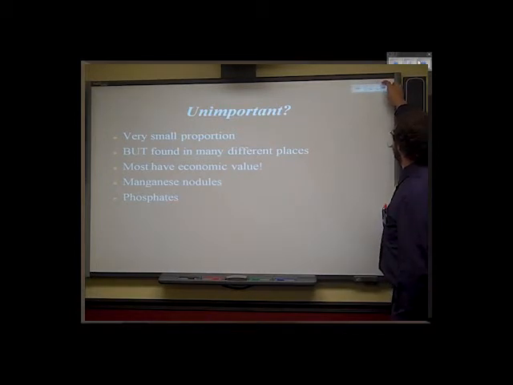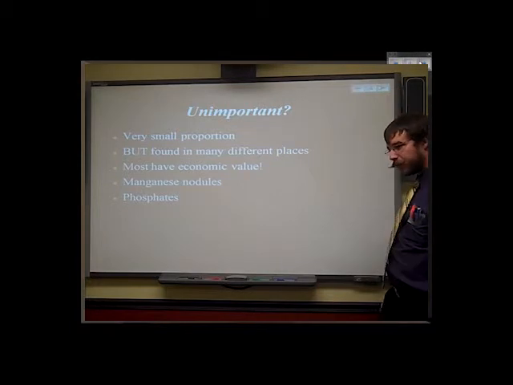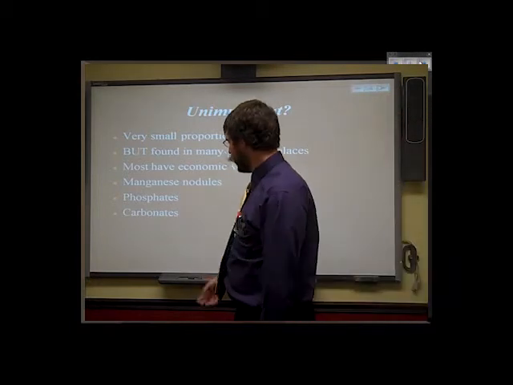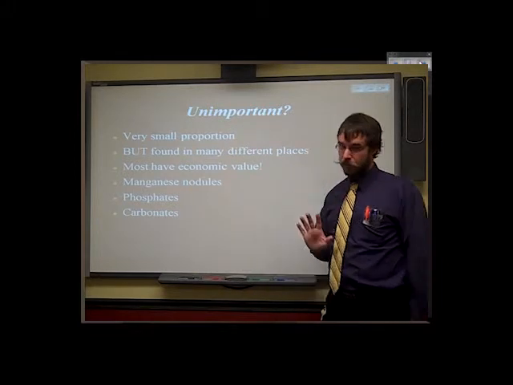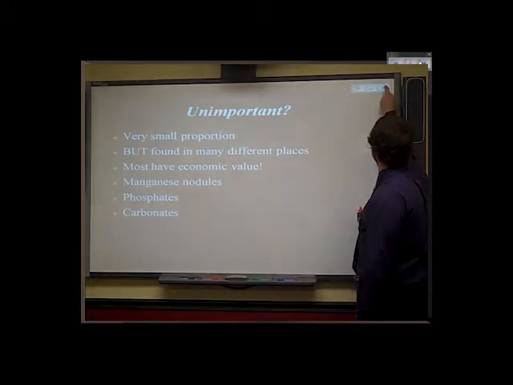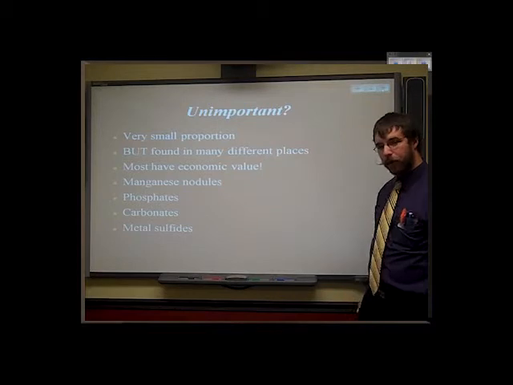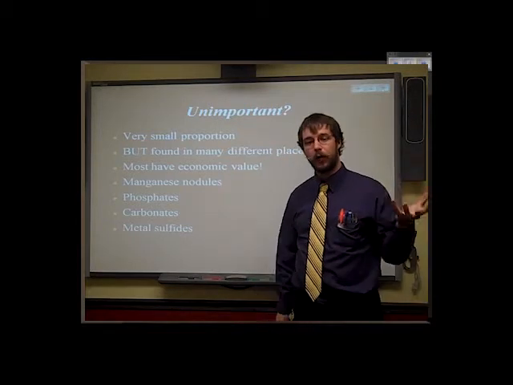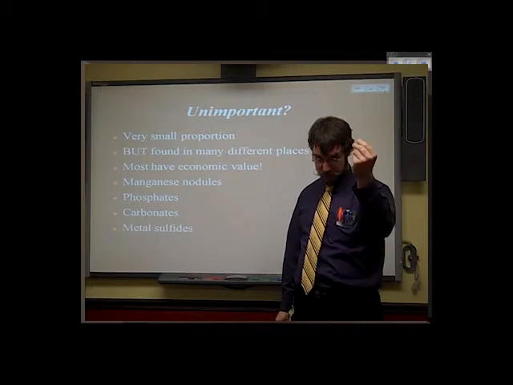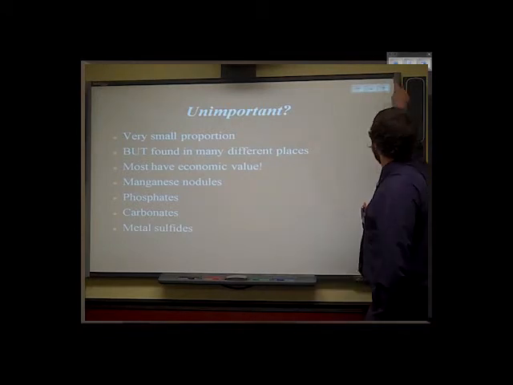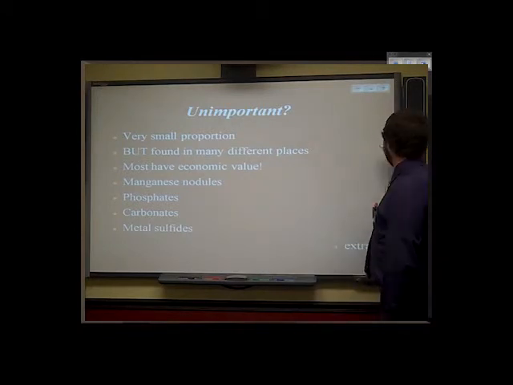Some of the ones that are big here: manganese nodules are worth a fair amount of coin. Phosphates are pretty valuable. Carbonates are the most common kind, so they're the least valuable, but you still find a lot of good things in the carbonates. And then metal sulfides, like those found at our hydrothermal vents, especially the black smokers, these are rare metals, expensive metals. Everybody wants some, and you're not gonna get it.